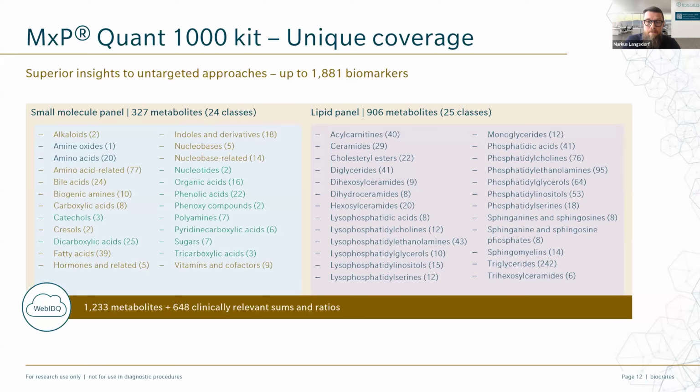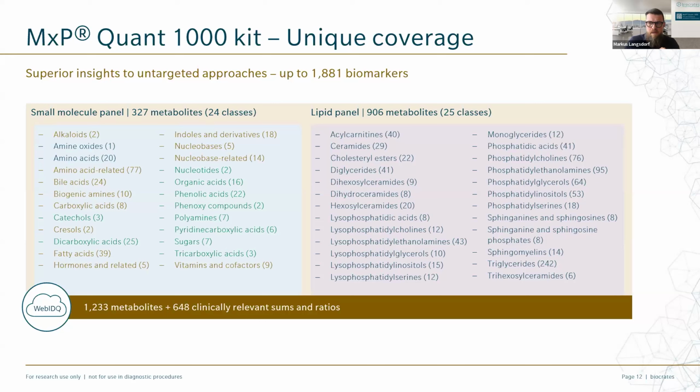Another example, the kit now includes a dedicated panel of polyamines that enables researchers to study their role in tumor metabolism and potential therapeutic targets. This addition makes the applicability of the kit in oncology much stronger and supports biomarker discovery and cancer metabolism research. The lipid panel on the right side is similar to our previous products and covers 906 lipids across 25 classes.